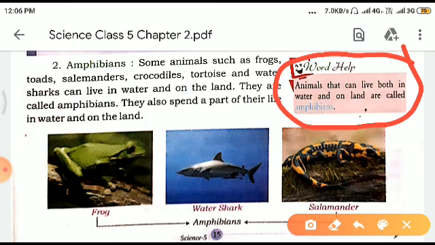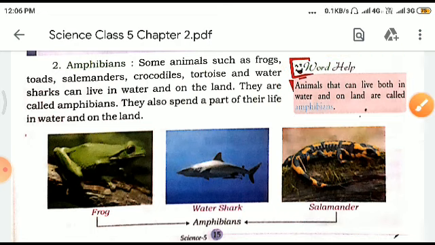मतलब वो एनिमल जो पानी में भी पाए जाते हैं और लैंड पे भी पाए जाते हैं, हम उनको एम्फीबियंस कहते हैं. Right? Okay. Now, some animals such as frogs, toads, salamanders, crocodiles, tortoises, and water sharks can live in water and on the land. They are called amphibians. They also spend a part of their life in water and on the land. Like, see these three examples: frog, water shark, as well as salamander.